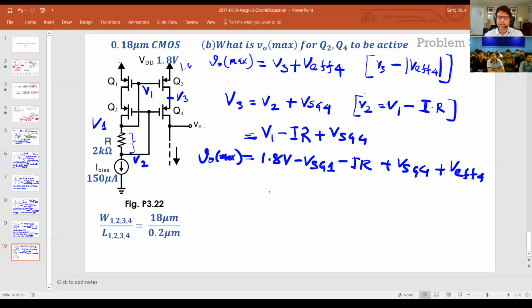Okay. Now, if this is again a matched current mirror, everything is matched, these two numbers cancel because VSG1 equals VSG2 equals VSG4, 3, and so on. So this will cancel. So this is 1.8 volts minus IR plus V effective 4.